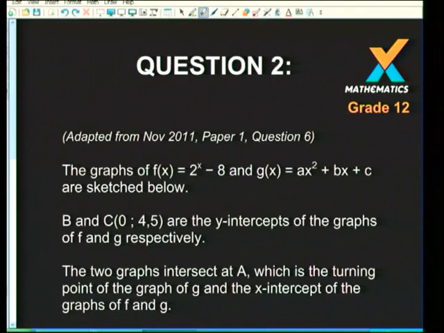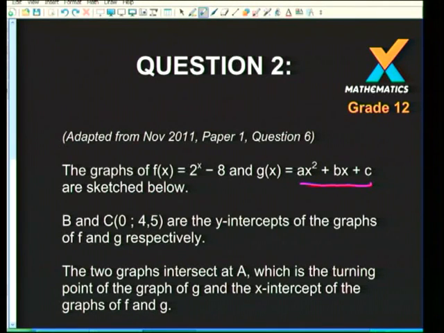It's adapted from November 2011, paper 1, question 6. The graphs of f of x equals 2 to the x minus 8 and g of x equals ax squared plus bx plus c are sketched below. Oh, goody. Why are they doing that? Well, obviously they're going to ask me at some stage to actually find that equation. I'm pretty sure of it. Otherwise, they wouldn't have given it to me like that.